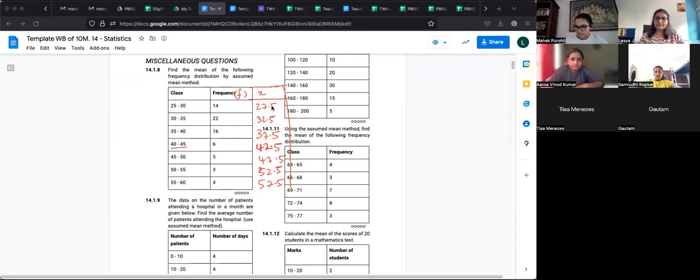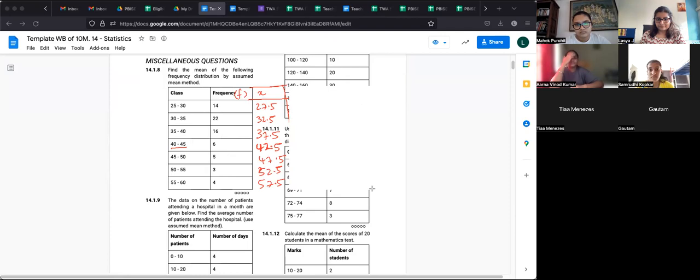Usually you need to assume a central value, and because you don't know a specific value, you assume that particular class mark. So let's say you assume the mean to be a central value. Either you can choose 42.5 or 37.5. I'll go with 37.5 because more values are in that class. So assumed mean a equal to 37.5.